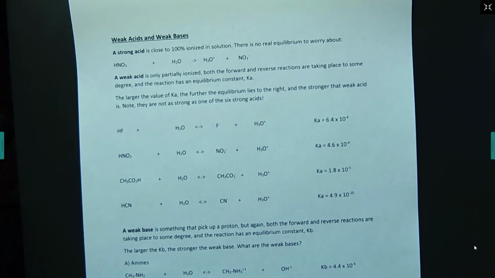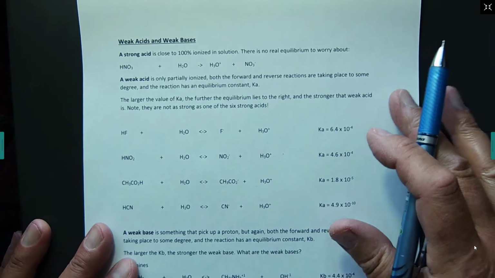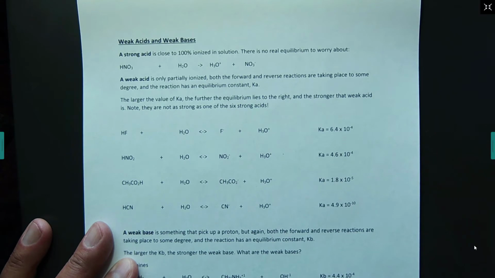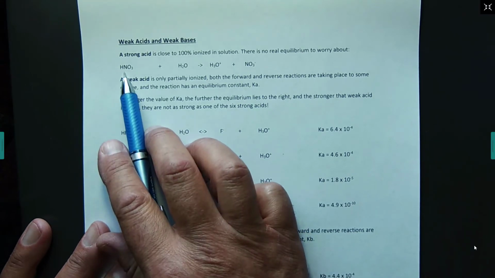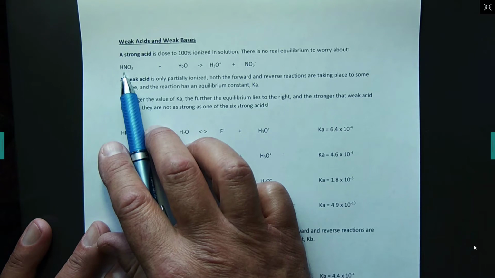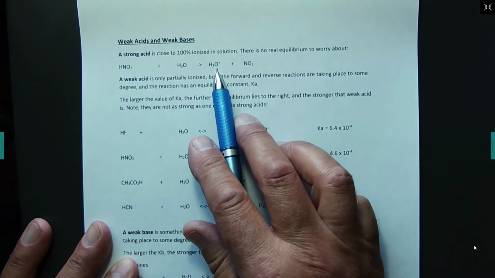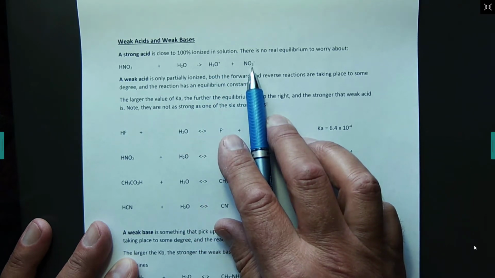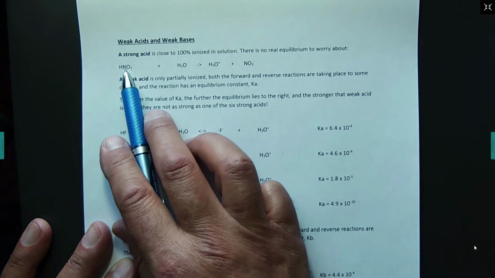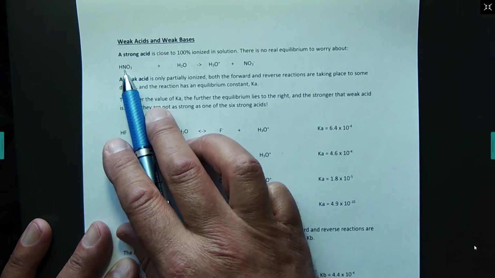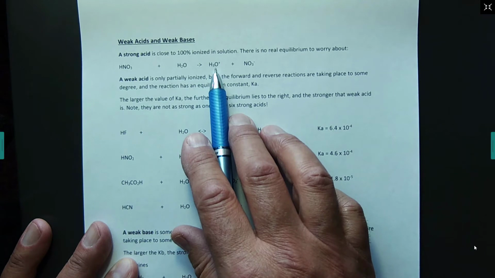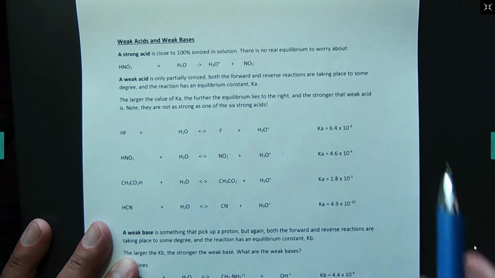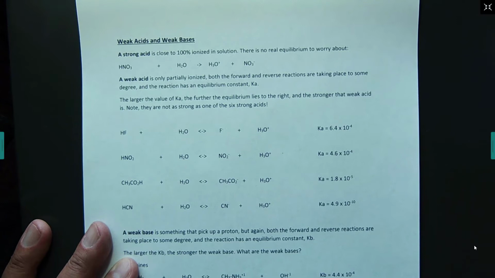So what do we have here? A strong acid, essentially 100% ionized in solution. So if I take nitric acid, add it to water, I don't have any HNO3 in there. I've got H3O plus and NO3 minus. So every molecule of this I drop in the water ends up transferring a proton to the water, making hydronium ions. 100% ionization. Now, weak acids. Weak acids are only partially ionized.